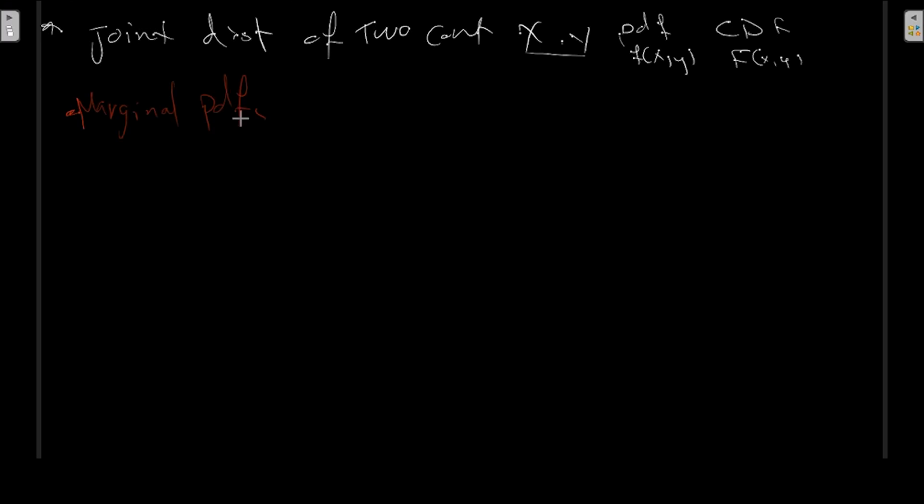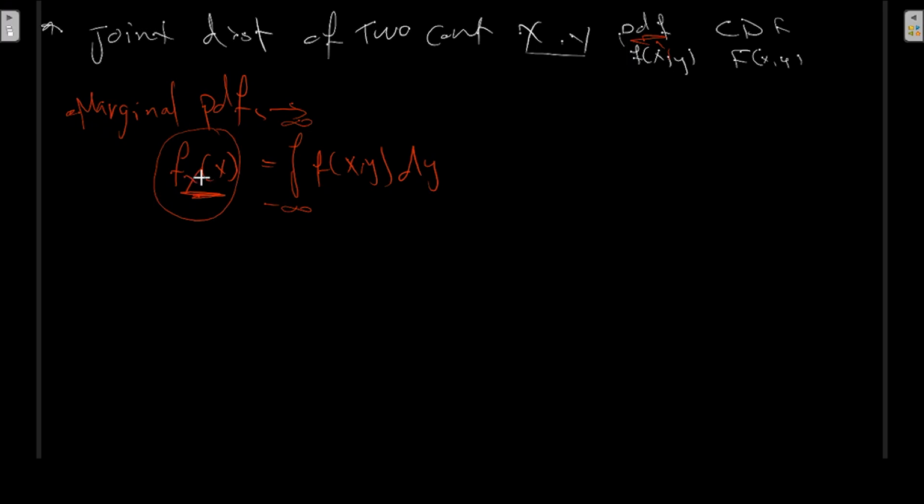marginal PDF. What do I mean by the marginal PDF? It's a marginal probability density function defined in terms of integrating out one of the random variables. You could say, well, this is the fX of x. Take the integral from minus infinity to infinity, again, of the PDF of this joint distribution, but this time we're going to integrate in terms of dy. This is if we want to find the PDF of x.